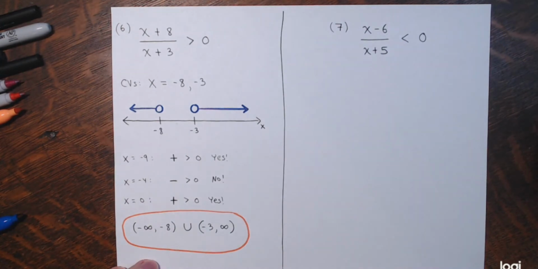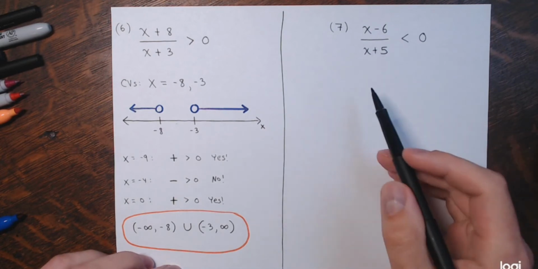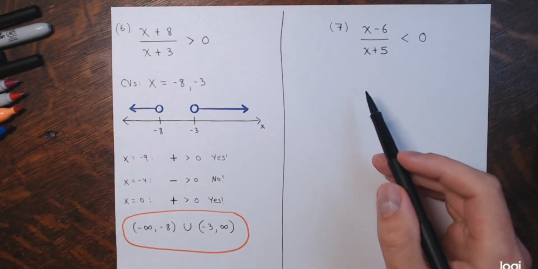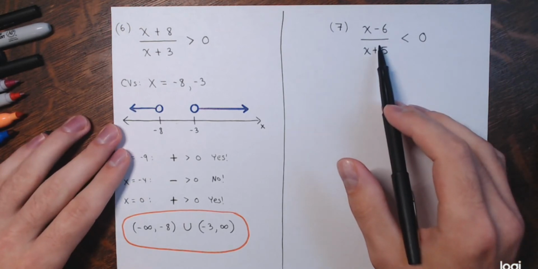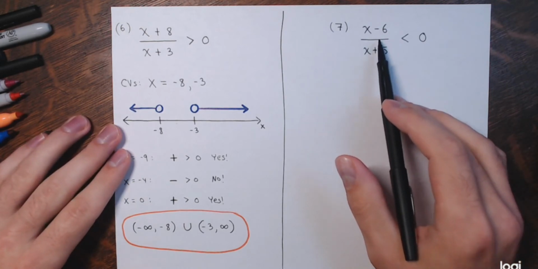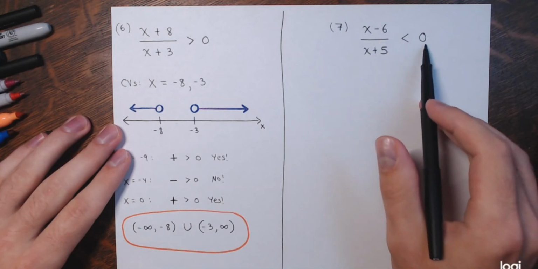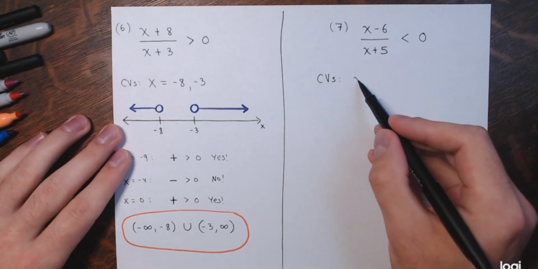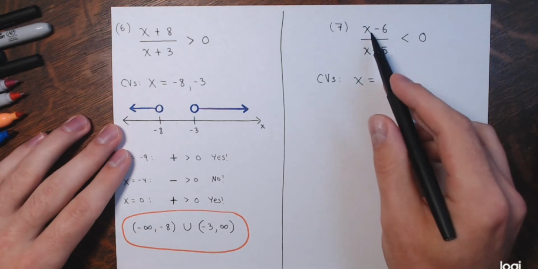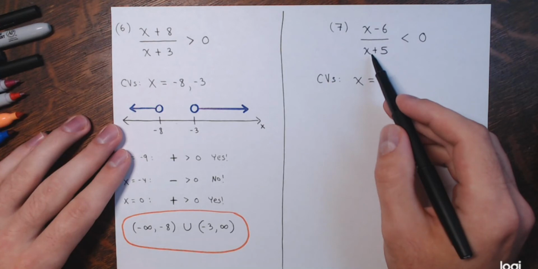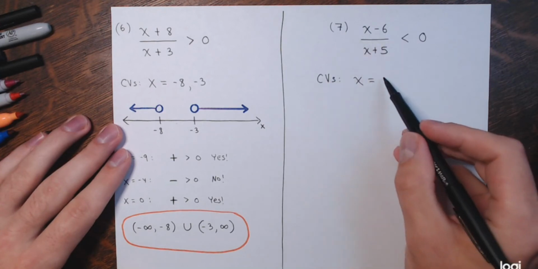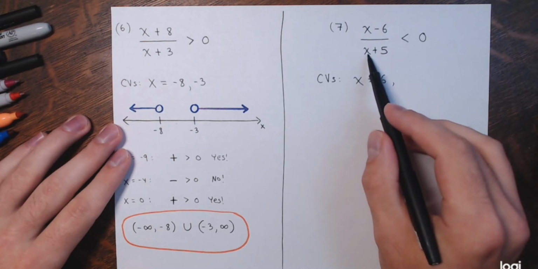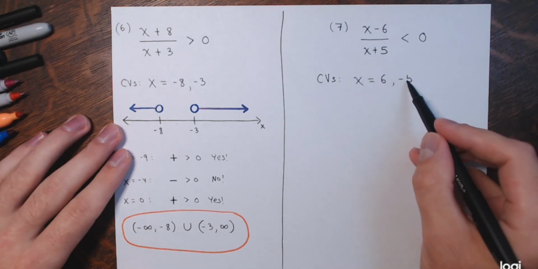Okay. Example 7. We're almost done with these pretty easy ones. We'll eventually get to ones where we have to do something in the beginning. But again, this is set up the way I want: a single fraction on one side and 0 on the other. And those critical values, the CVs, are the values of x that make the numerator or the denominator of this fraction 0. Well, 6 would make the numerator 0. And -5 would make the denominator 0.